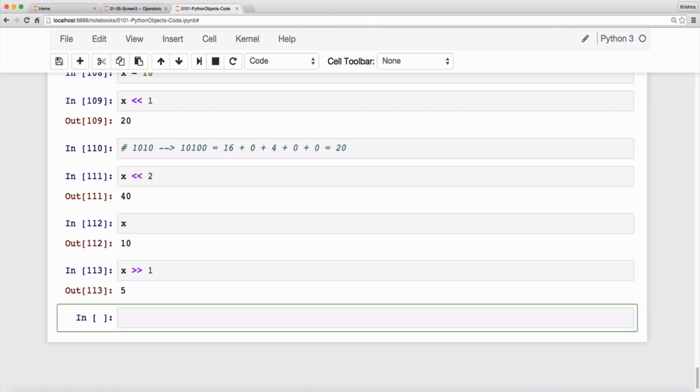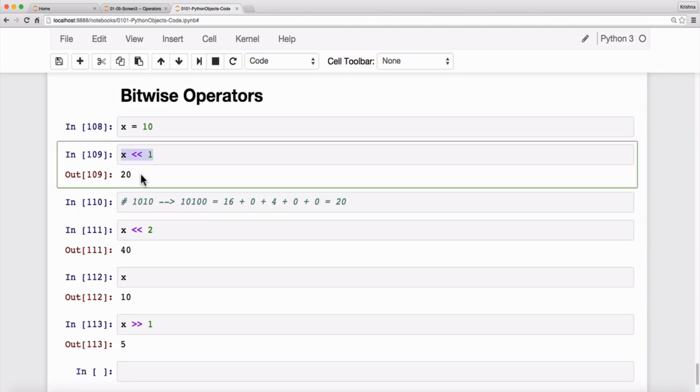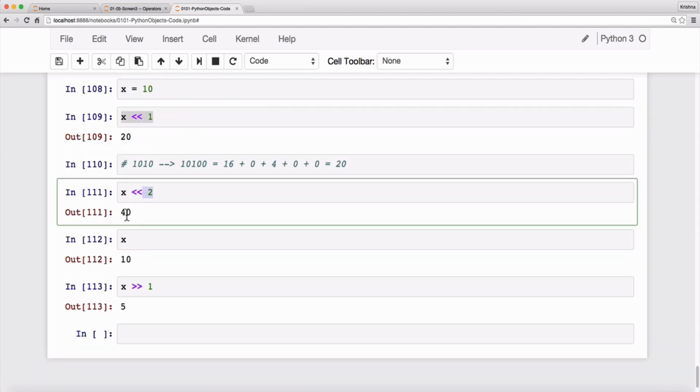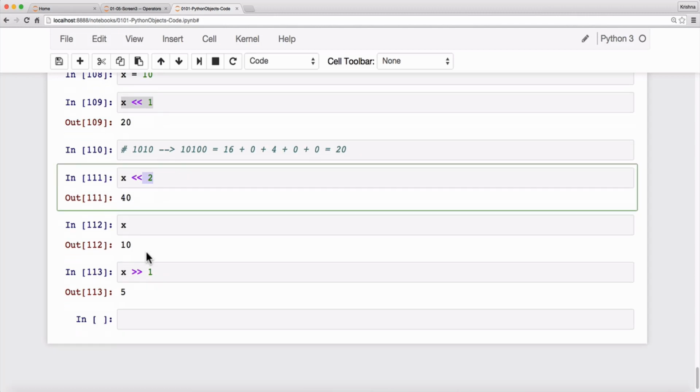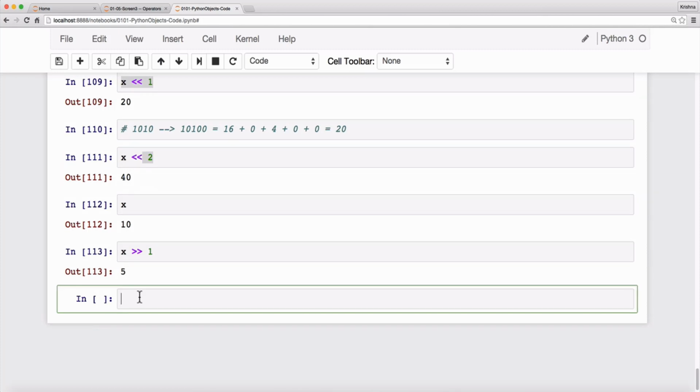The first thing is when you shift it left, it is like multiplying by 2. That's why you got 20. Originally it was 10, it became 20. Similarly, when you shift it twice, you got 40. 10 becomes 20 and 20 becomes 40. And similarly in the right shift, it is like dividing by 2, because 10 divided by 2 is 5. That's why you got 5 here. That is about right shifting.